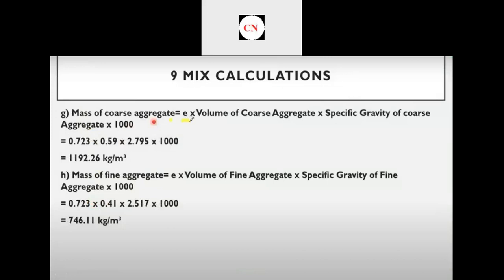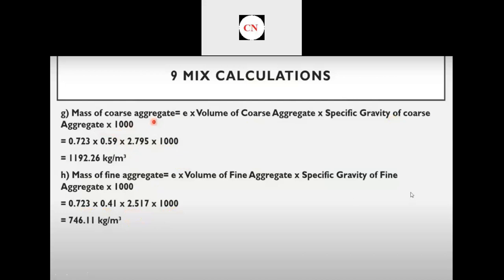Next is the mass of the coarse aggregate: the volume of all-in aggregate into the volume of coarse aggregate into the specific gravity of coarse aggregate into 1000. So 0.723 into 0.59 into 2.795 into 1000. Similarly, the mass of the fine aggregate is the volume of all-in aggregate into the volume of fine aggregate into the specific gravity of fine aggregate into 1000. So 0.723 into 0.41 into 2.517 into 1000, which is the final 746.11 kg per meter cube.